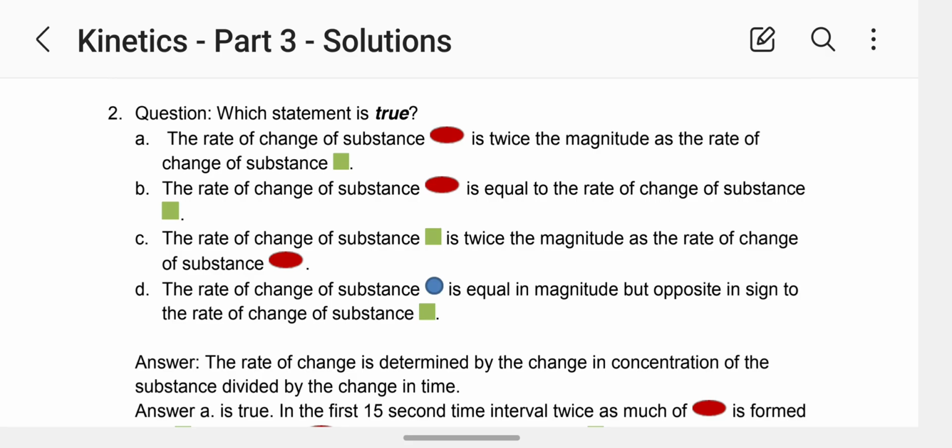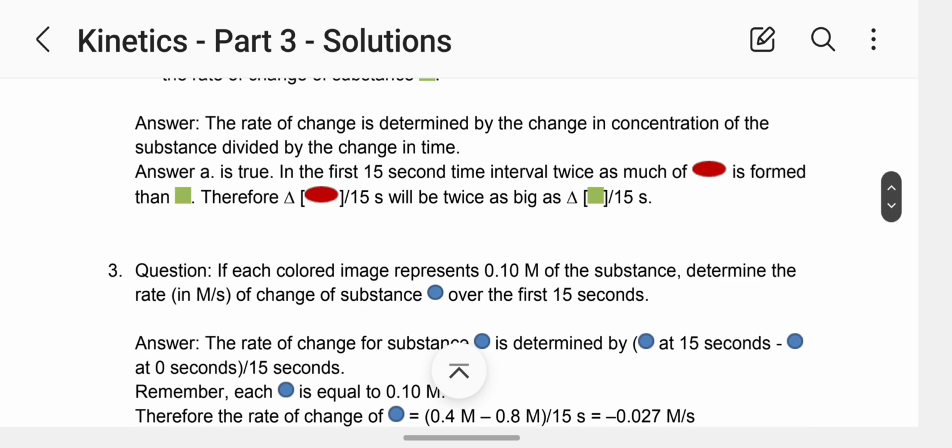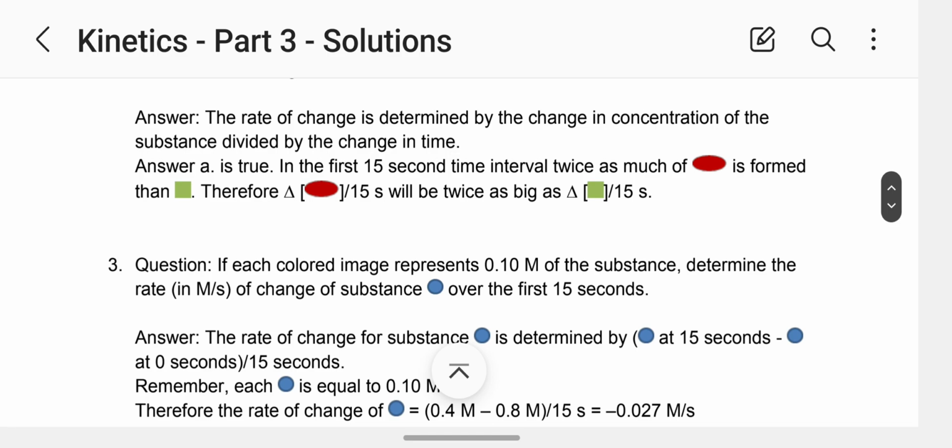As you can see, the rate of change of one substance is twice the magnitude of the rate of change of the other substance. That one is the correct answer. According to me, you can ask if there was any mistake in there. Change in concentration divided by time, so answer A is true.